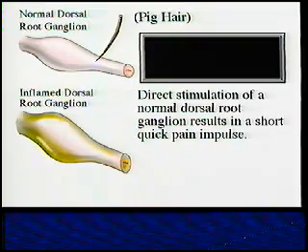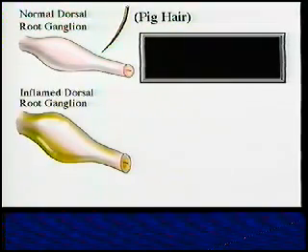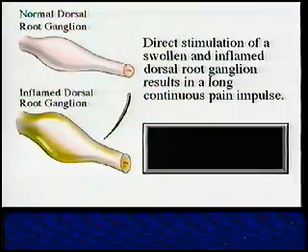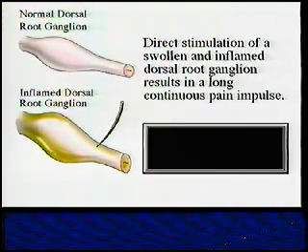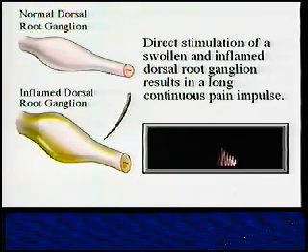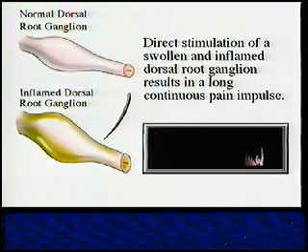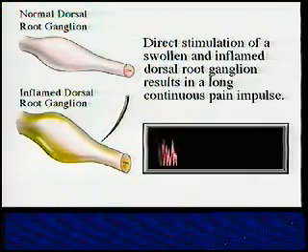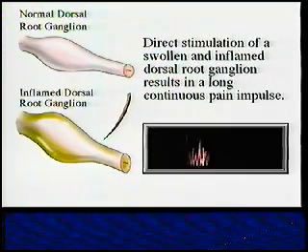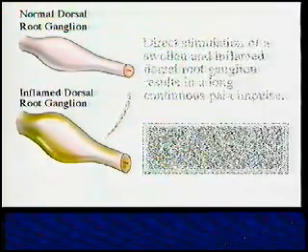The situation is very different if the inflamed dorsal root ganglion is stimulated in a similar manner. There is not a short, self-limited impulse, but continued, long nociception constantly being produced by the dorsal root ganglion to the brain. Inflamed dorsal root ganglia are so hypersensitive that even body movements, such as breathing, can elicit a continuing train of impulses to the brain.